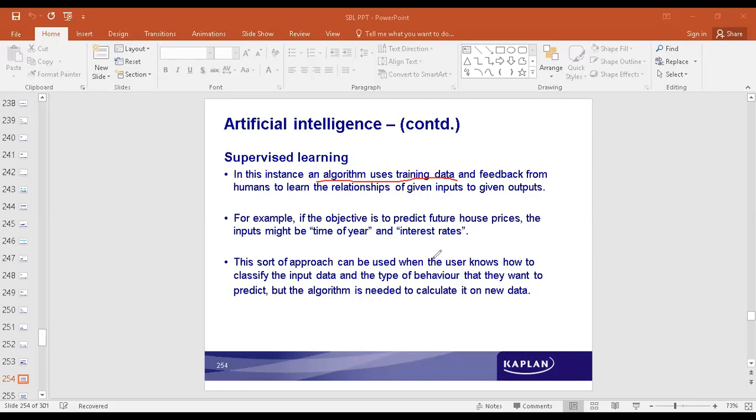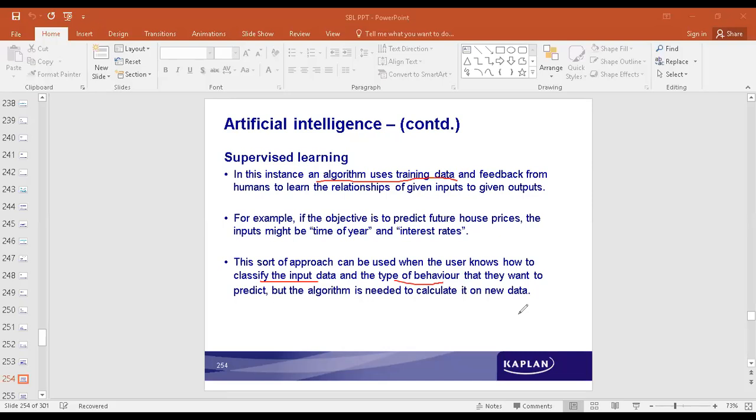This sort of approach can be used when the user knows how to classify the input data, the type of behavior, and they want to predict, but the algorithm is needed to calculate it on new data. See, when the combination of inputs that are used, this is the possible outcome. So when they understand their inputs and can predict the output, all that is made into a set of instructions, and that's all under supervision.